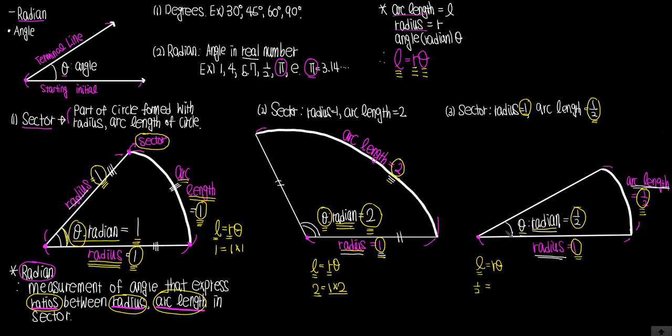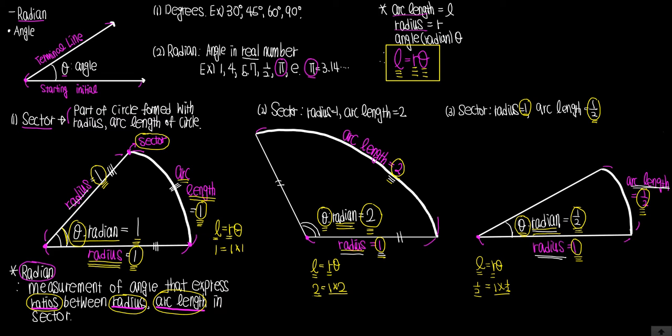And one half is the same thing as the radius, which is 1, times the theta measurement, which is an angle in terms of radian, equal to 1/2. And 1/2 times 1 is equal to 1/2. So we could prove that L, which is the arc length, is equal to R theta, which is the radius times the angle measurement, is a true statement when it comes to solving our sector radians.